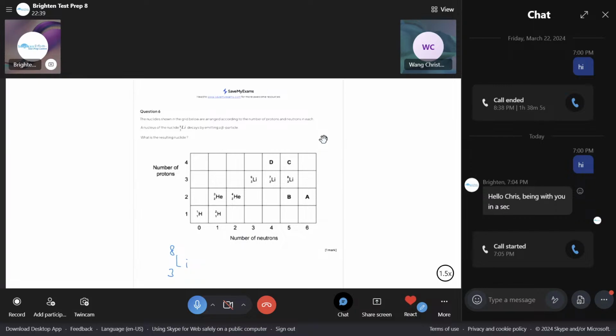So beta emission means what? It emits a beta particle, so a neutron becomes a proton. So 4 protons and 4 neutrons. So the number of protons goes from 3 to 4, so we must be on this one. And what about the neutrons? Decrease by 1, so 4. How many neutrons did we have before? 5. Okay.